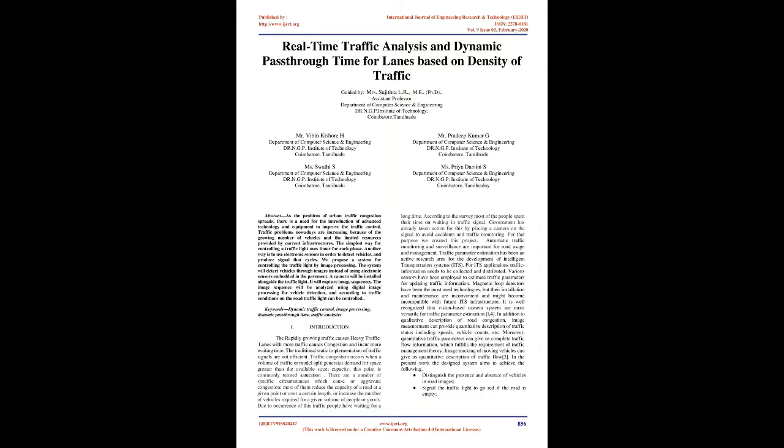A camera will be installed alongside the traffic light. It will capture image sequences. The image sequence will be analyzed using digital image processing for vehicle detection, and according to traffic conditions on the road, the traffic light can be controlled. Keywords: dynamic traffic control, image processing, dynamic pass-through time, traffic analytics.